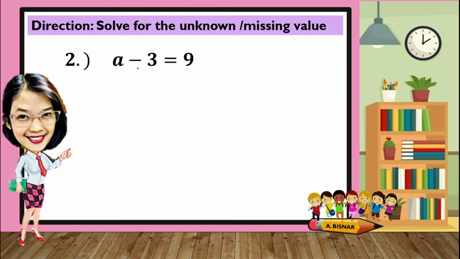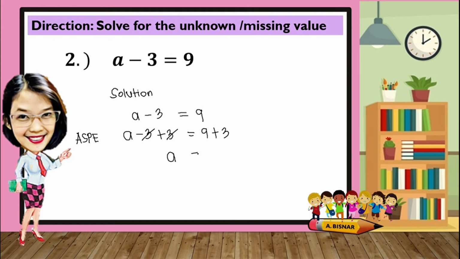Another, a minus 3 is equal to 9. So, let's show our solution. A minus 3 is equal to 9. Again, you have to use the addition and subtraction property of equality. Since you have here minus 3, you have to add 3 on both sides of the equation. So you will have a minus 3 plus 3 is equal to 9 plus 3. So this will be 0. What's left? We only have a. And 9 plus 3 is 12. So the value of a is 12.